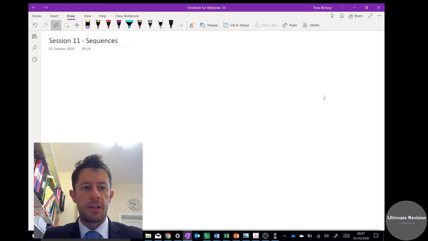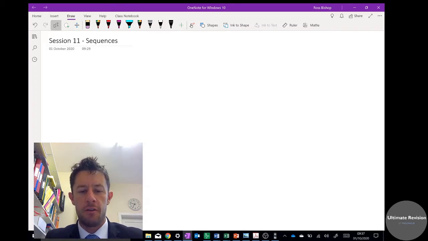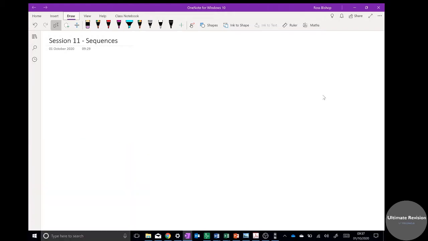Right, here we go. Session 11, sequences. This is a really good session to do because it's great revision for GCSE, and also I think you'll find it okay. Right, let's get straight in. Okay, so there's three different types of sequence, or three different types of question, we're going to have a look at. First one might even take you back to primary school.